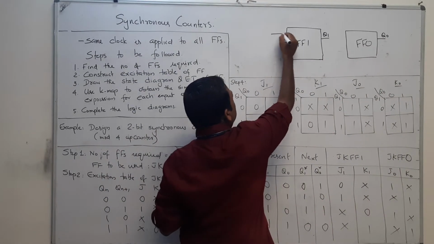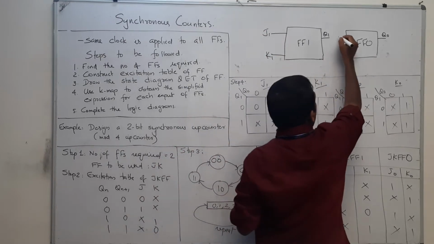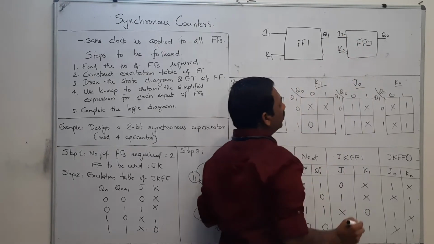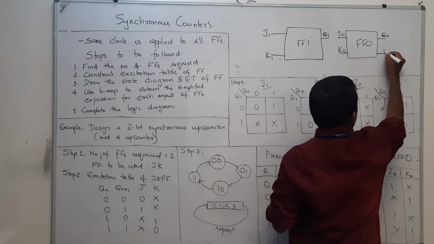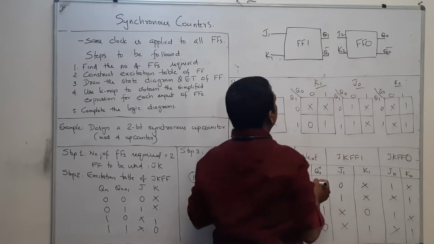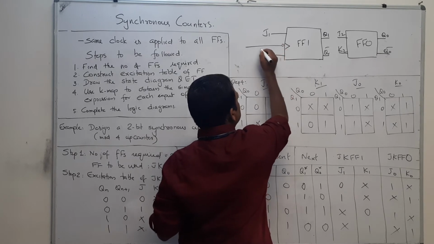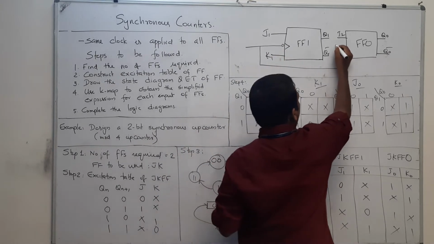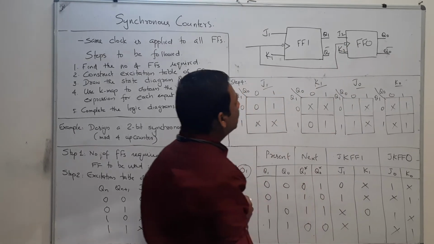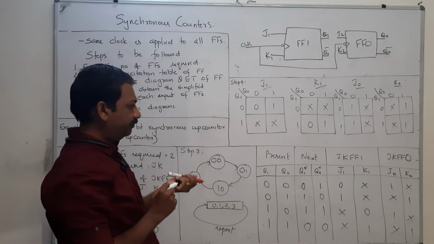this is J1, this is K1, this is J0 and this is K0, and this is Q0 bar and this is Q1 bar. Now, a common clock is applied here. That means, as this is a negative edge triggered flip-flop, this is the clock and the clock is applied there.